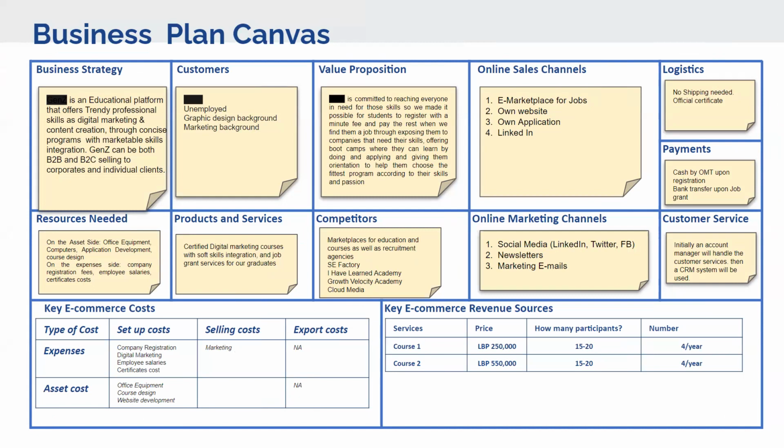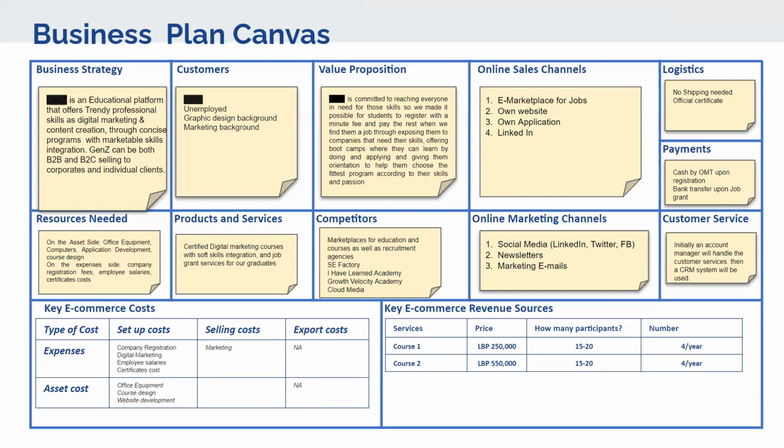For example, when you want to talk about your business strategy, of course, this is a summarized form because we have worked in the background on the vision, the mission, and the strategy. So this company is an educational platform that offers trendy professional skills such as digital marketing and content creation through concise programs with marketable skills integration. It can be both B2B and B2C, selling to corporates and individual clients. Customers can be unemployed people who have graphic design or marketing backgrounds.